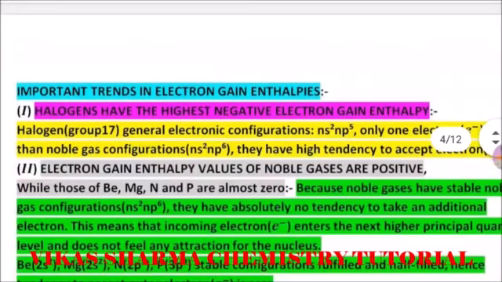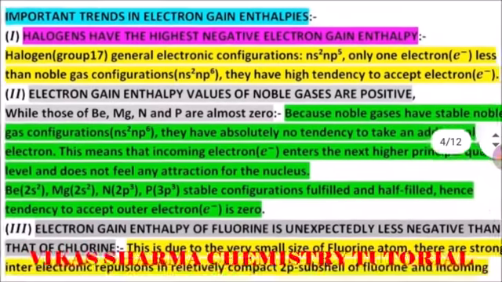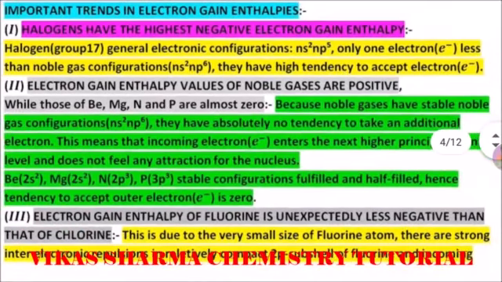Important trends in electron gain enthalpy. The first one: halogens have the highest negative electron gain enthalpy because the general electronic configuration of the halogen group is ns2 np5, only one electron less than the noble gas configuration, so they have a high tendency to accept electrons.